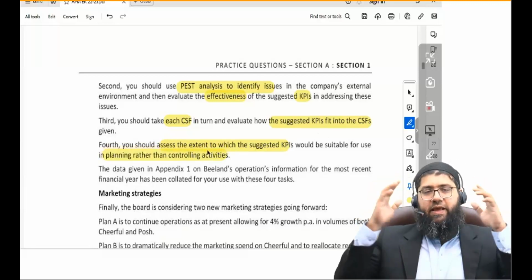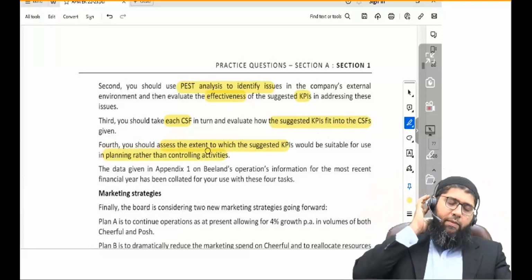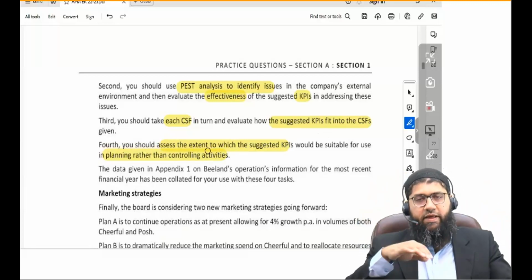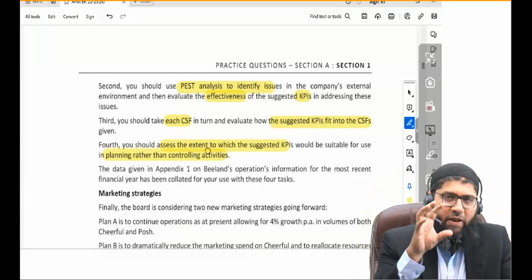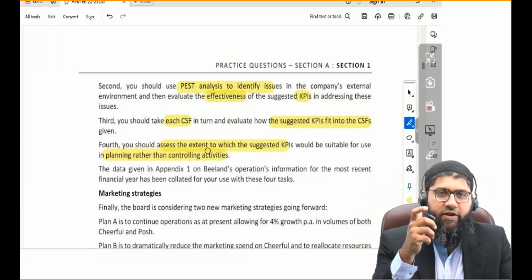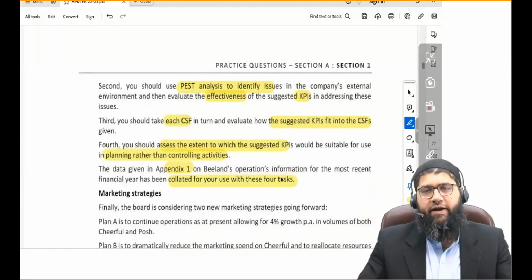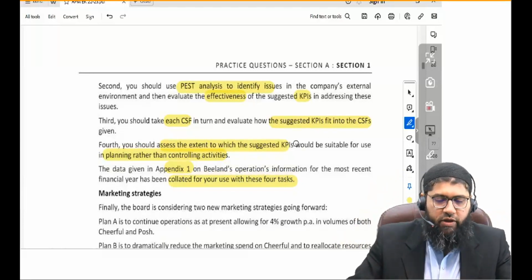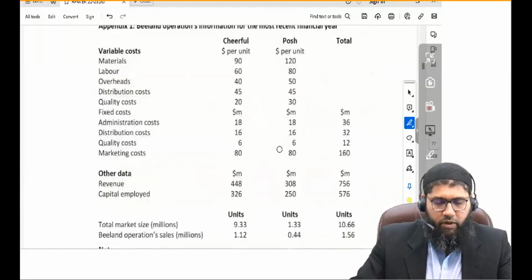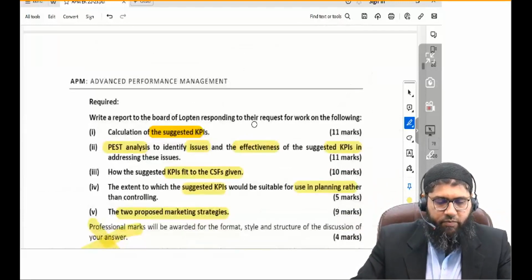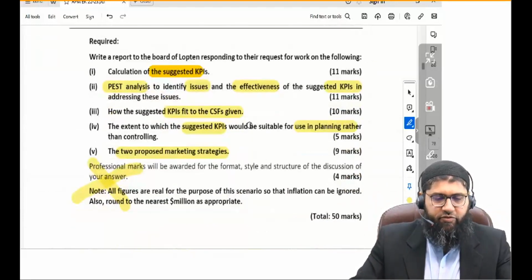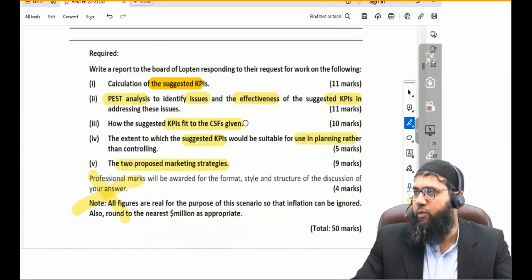So basically, whatever the question's requirements are, the examiner has explained all the requirements in the question itself. The data given in Appendix 1 on B-Land's operation for the most recent financial year has been collated. Collated means gathered for your use with these 4 tasks. Now, this is the data that's given, and let's understand the requirement of the question.